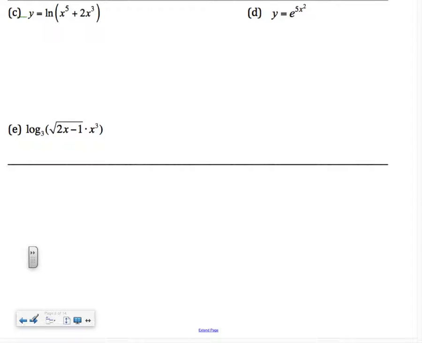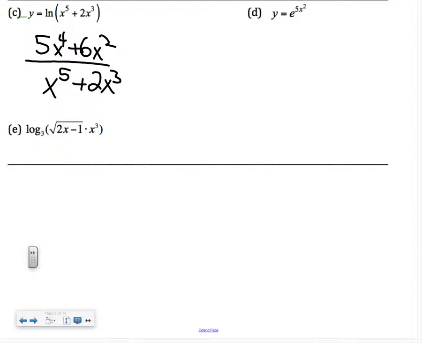Okay, when you take the ln, remember the derivative is 1 over x, and you have the ln of stuff, so what would the derivative be? It's 1 over stuff times the derivative of stuff, all right? So for the ln, the derivative is 1 over the stuff on the inside, which is x to the 5th plus 2x cubed, times the derivative of the inside, so that's just going to go on top. That would be 5x to the 4th plus 6x squared, and we are finished.